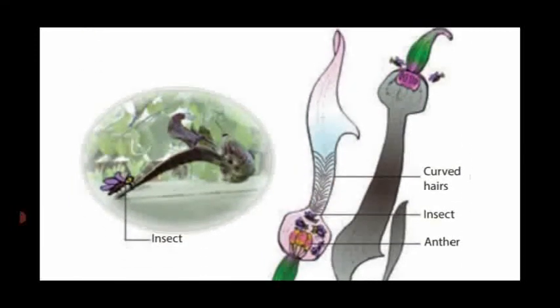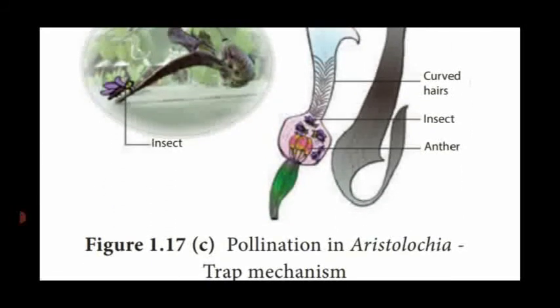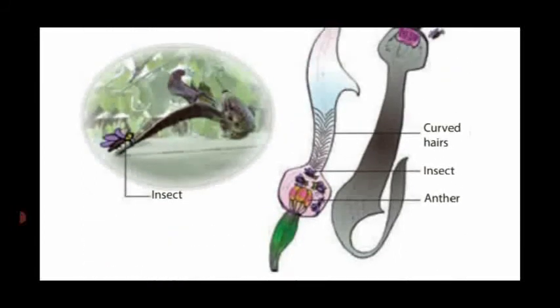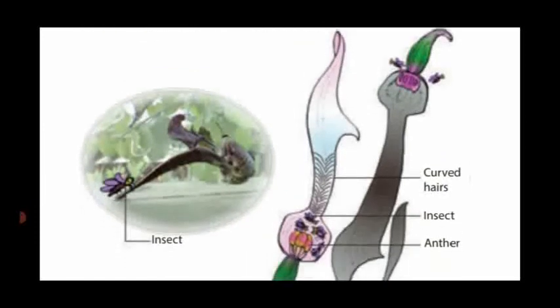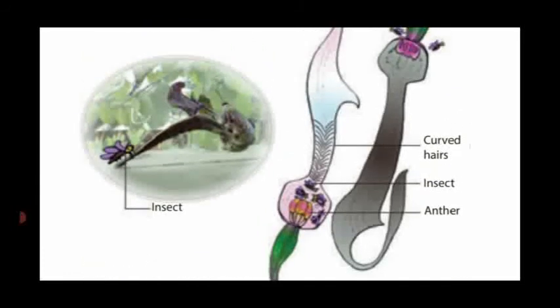So this is the flower of the Aristolochia. This is the insect which has entered the Aristolochia flower. This is the cross section showing the pollination process in Aristolochia, that is the trap mechanism. This is the basal portion which is swollen. At the tip they have a small hood-like structure. On the inner side they have the anther lobes, that is 6 anther lobes, which form the gynostegium. Then curved hairs are also present in the tube.